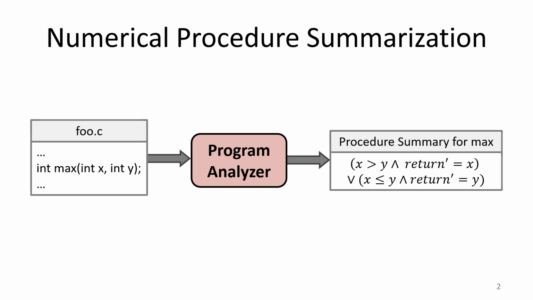The goal is to take a program written in C and automatically analyze the program to produce summary formulas, like the one shown here, that characterize the behavior of each procedure in the program. In the case of a very simple procedure, like max, the procedure summary exactly captures the behavior. For a more complicated procedure, we expect to find a summary that is a sound, but possibly over-approximate statement about the procedure's behavior.